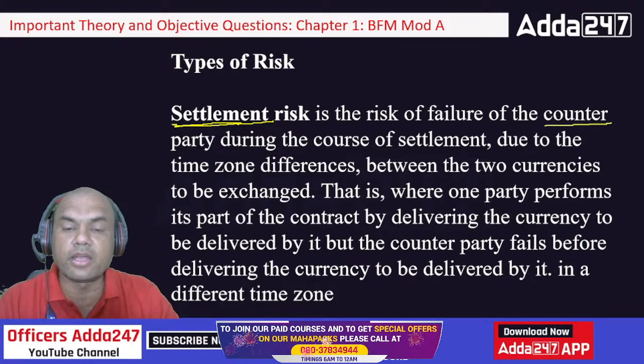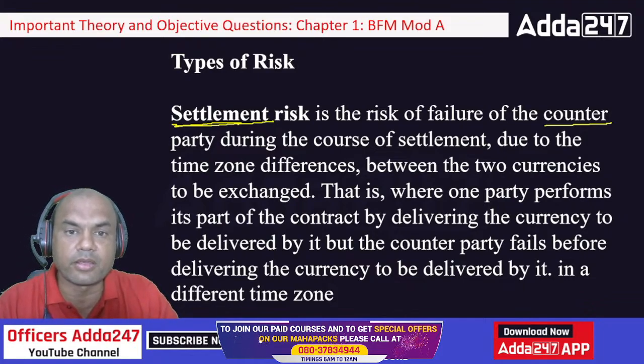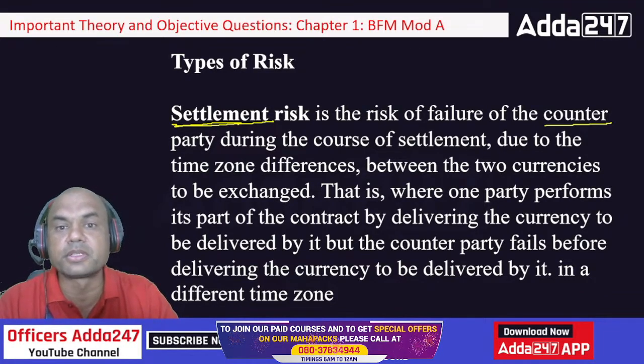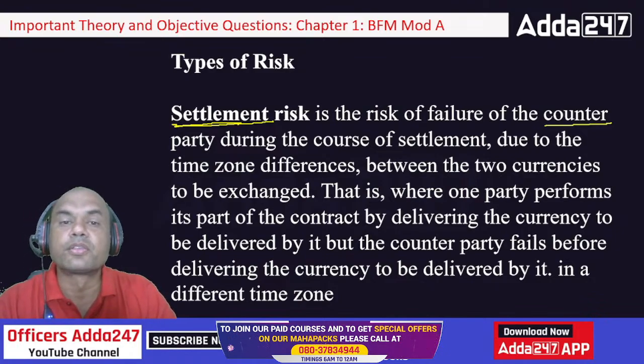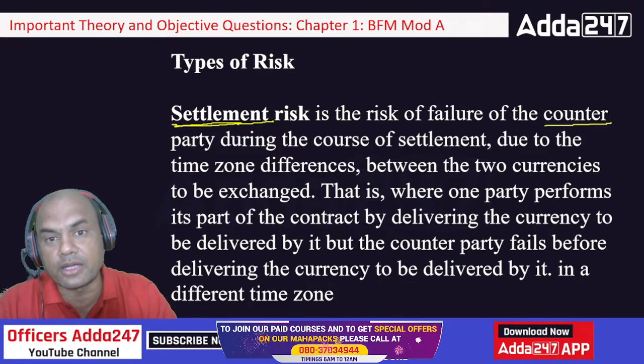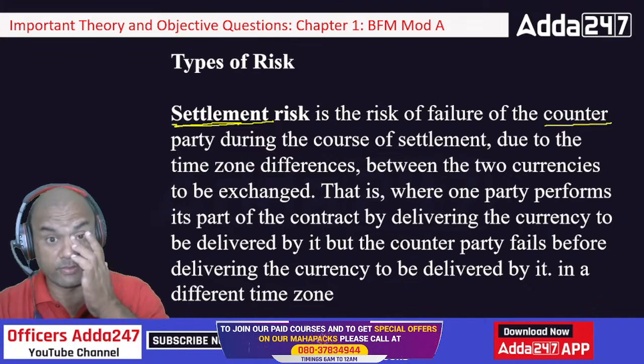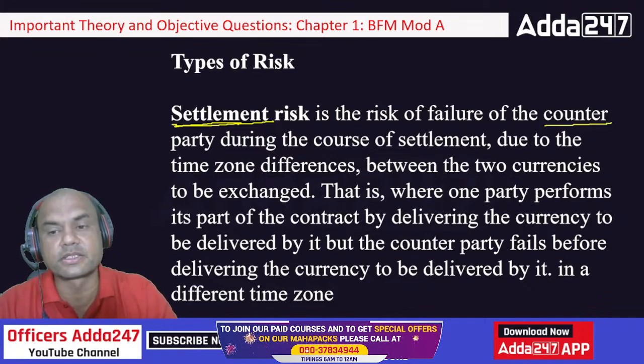Suppose today the date with me is 6th September. So in USA, this 6th September will be whenever we are sleeping at night. So there is a difference of around 11 to 12 hours. Okay, so this is known as a settlement risk.